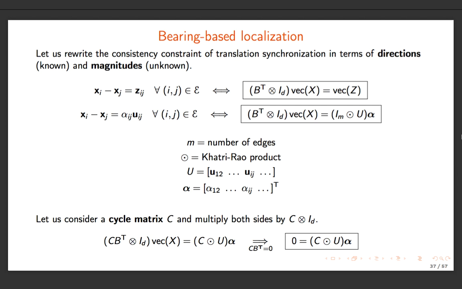Thus, we get that the Khatri-Rao product between C and U times alpha should be 0, where C is the cycle matrix, U is the matrix containing all the directions in columns, and alpha is the vector containing all the scales. Now I will explain the meaning of this equation.